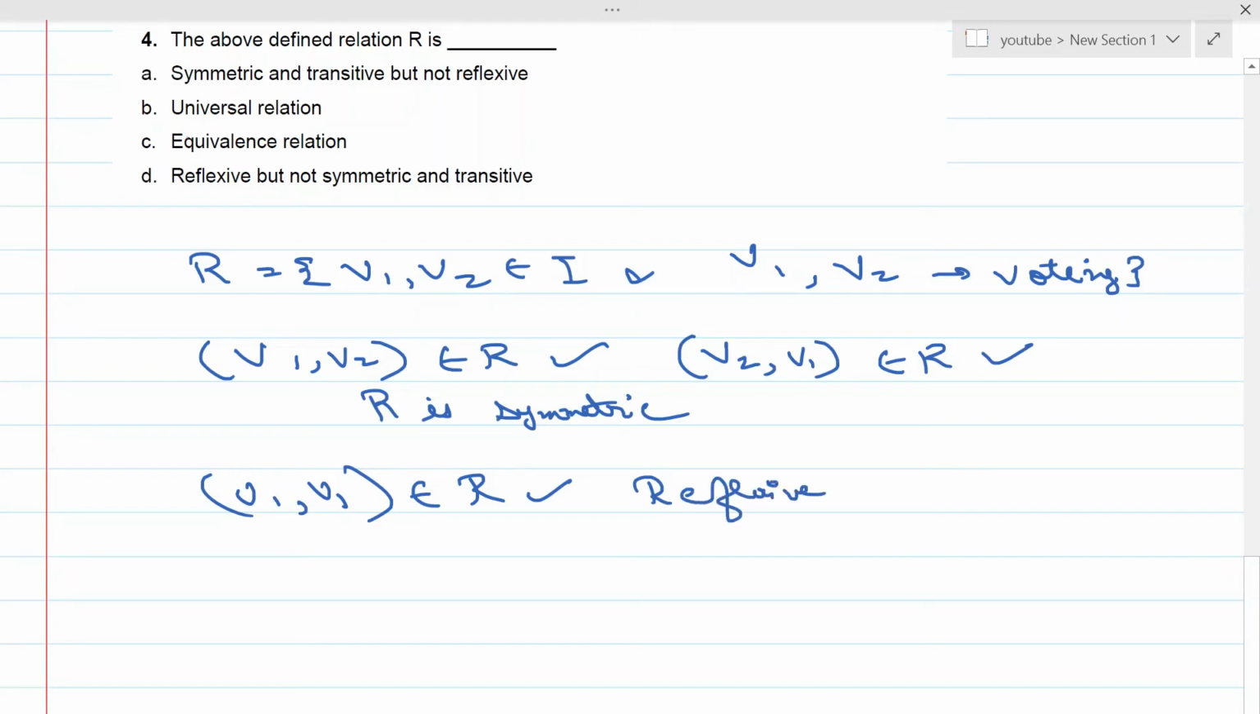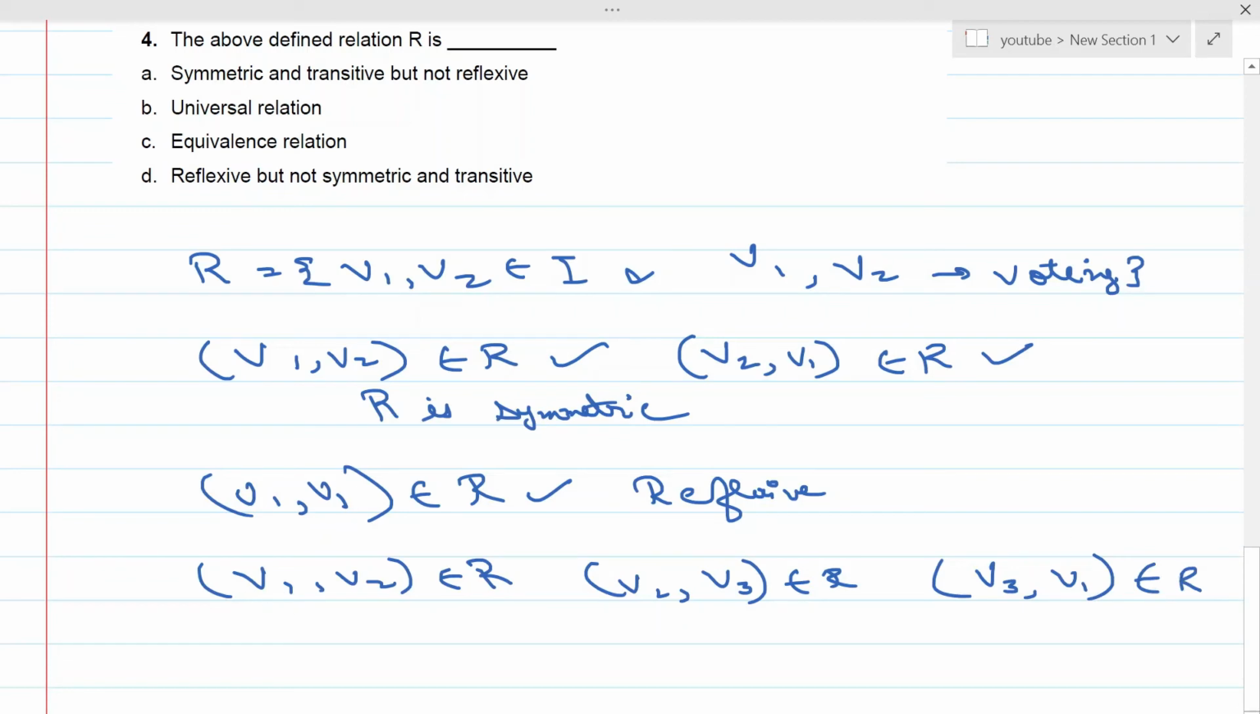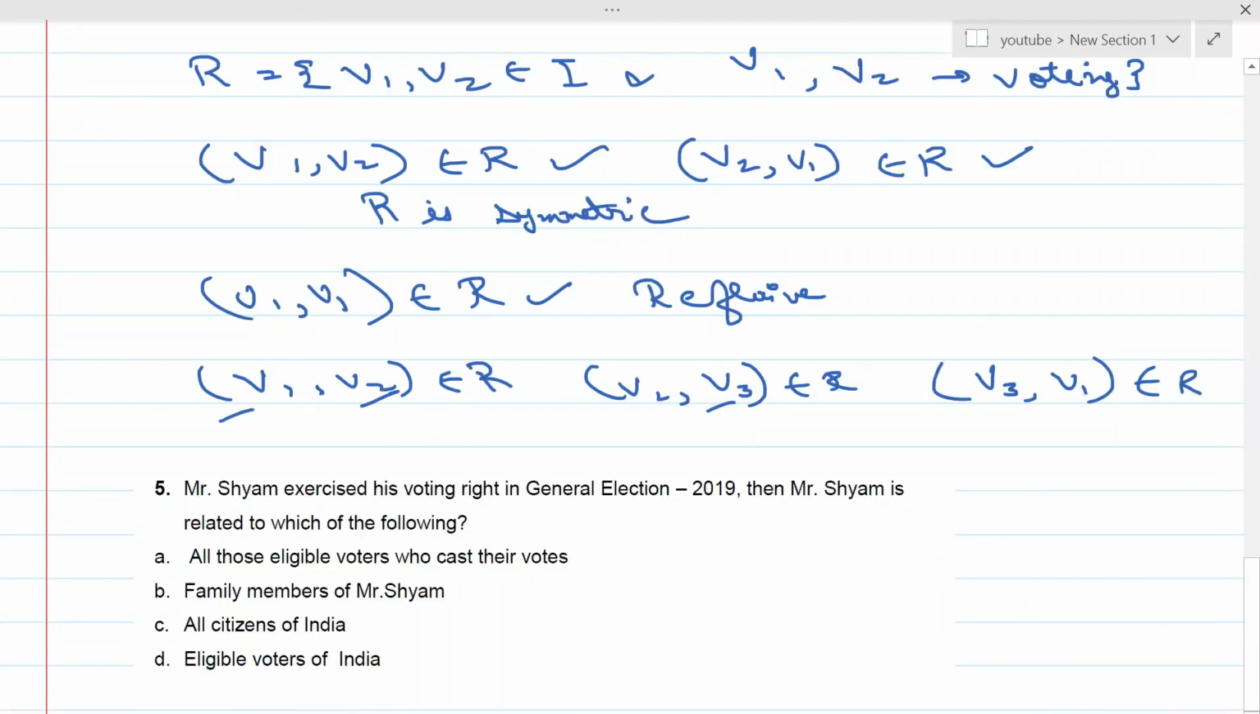Now coming to the last part, which is transitive. It means if (V1, V2) belongs to R and (V2, V3) belongs to R, then (V1, V3) should belong to R. Now, if V1 and V2 are citizens who voted, and V2 and V3 are citizens who voted, this means V1 and V3 voted too, meaning (V1, V3) would also belong to R because they are also citizens and they also voted. So the answer to this is that it's an equivalence relation.